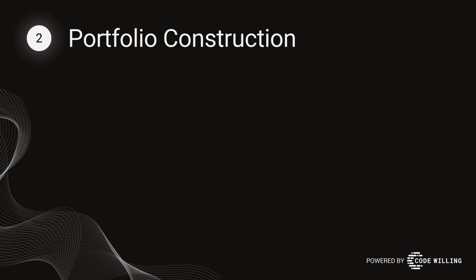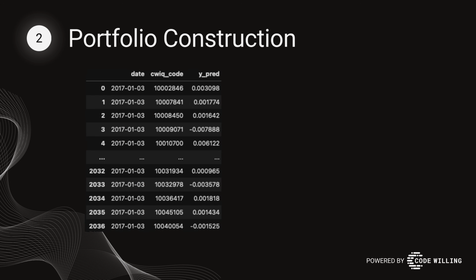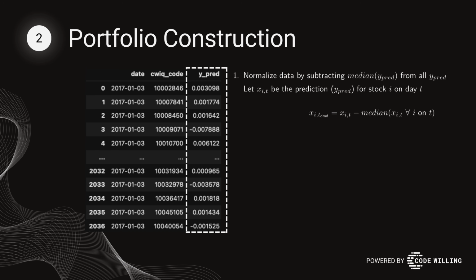For each trading day T, for example, January 3, 2017. First, start with predictions. Gather all of the model's predictions, or YPREDs, for each stock on day T. Then, subtract the median. Find the median prediction for that day and subtract it from each YPRED. We'll call this result X sub IT sub DMD.